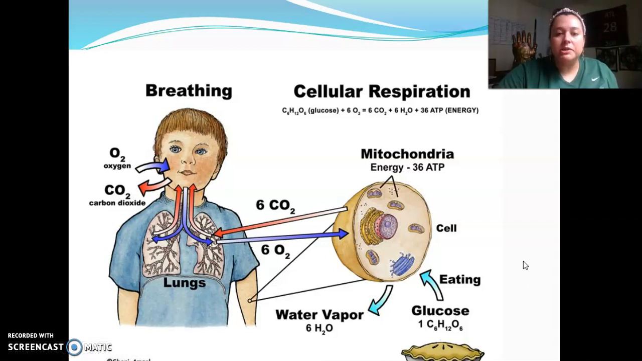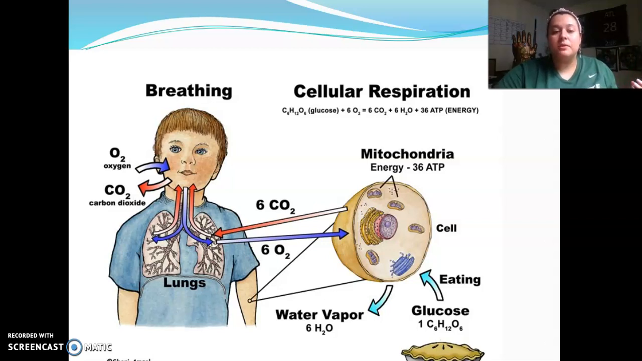All right, so here's a picture to show you that they are different processes. Breathing is when you take in oxygen through your nose or through your mouth, as you can see in the picture right here with the little boy. And then what happens is your oxygen moves down to your lungs. Your lungs have a part to them called alveoli, which is connected to your circulatory system. That oxygen moves into your blood.